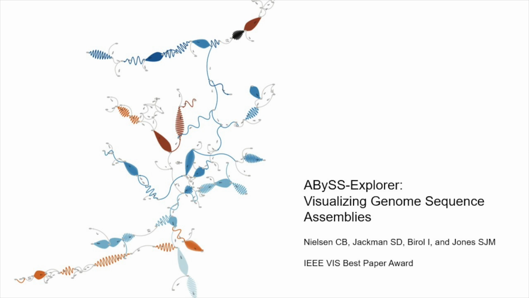Here's a picture of one of the visuals I made in the first prototype. We did some other stuff, color, and there was a bit of additional information I won't get into tonight, but that's the general idea behind the design. And this tool was called Abyss Explorer. Abyss is assembly by short sequences. That was the name of the algorithm for generating the assembly in the first place.